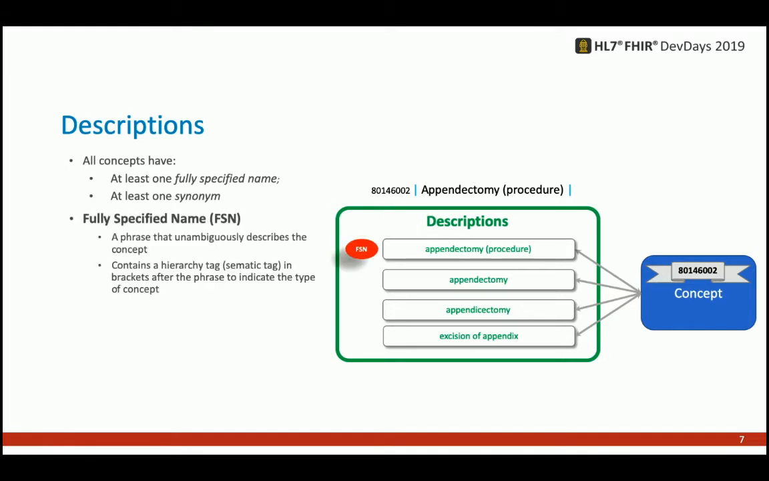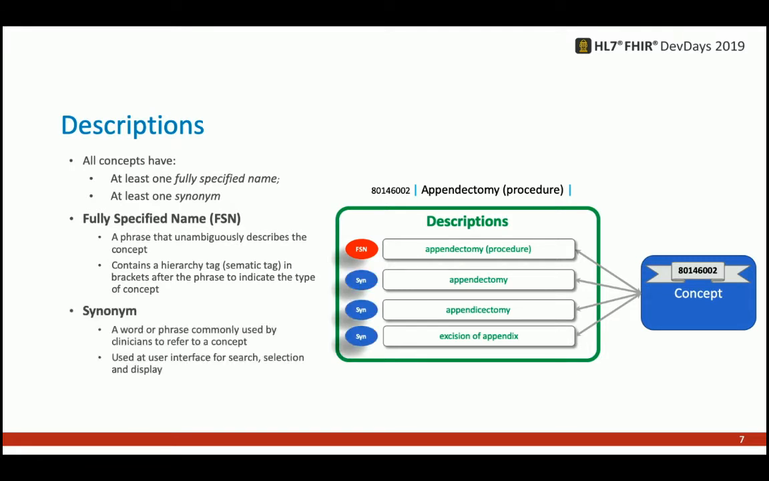It has a semantic tag. Back to, SNOMED is an ontology. It sits in the semantic technologies. And so the FSN has a semantic tag. It's a hierarchy tag, so you know that in this scenario, I always have an issue saying appendectomy is a procedure. The synonym, as I said, you can have multiple synonyms against a concept.